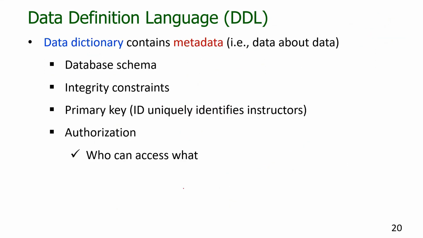Here the data dictionary, as we just mentioned, contains metadata, that is data about data. What it contains: the database schema, integrity constraints, then the primary key, where an identifier uniquely identifies instructors, for example in the previous example. Then authorization: who can access and what data they can access. So the data dictionary consists of these.